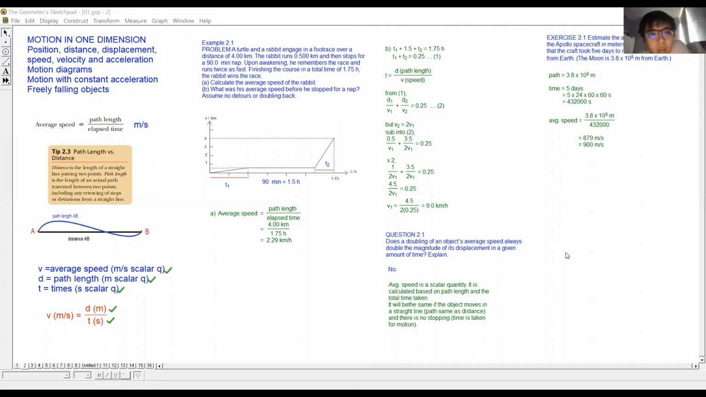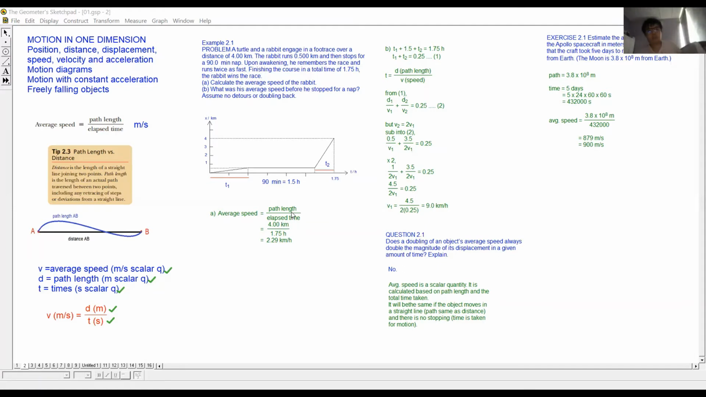Okay, and what is his average speed before he stops for a nap? Assume no detours or doubling back. Now, average speed: we don't worry about the question first. You just look at the formula for average speed. Average speed is the path length divided by the time elapsed.